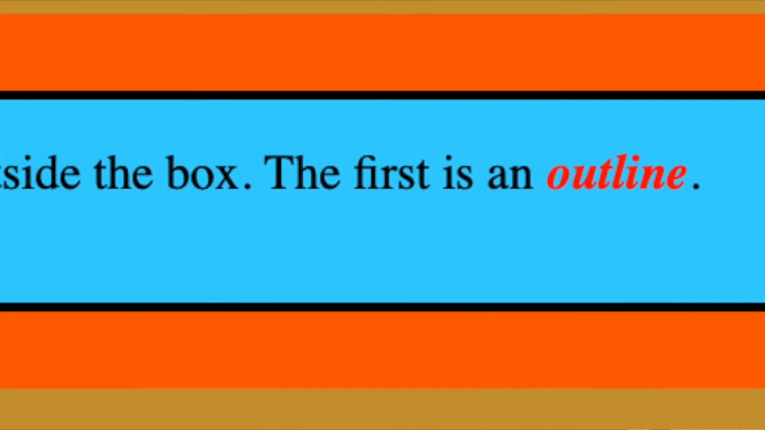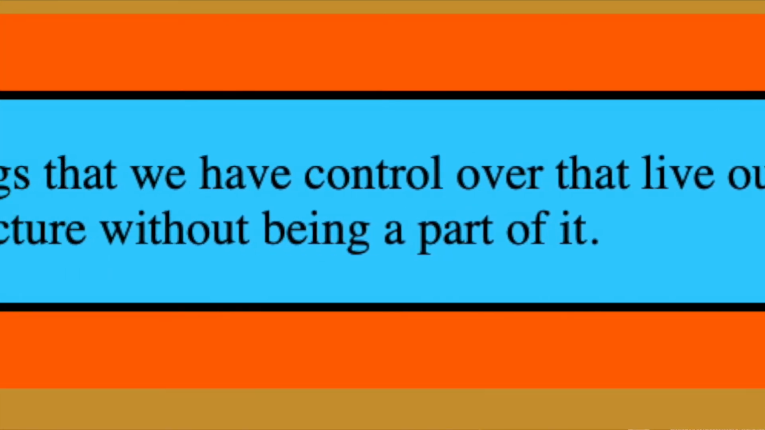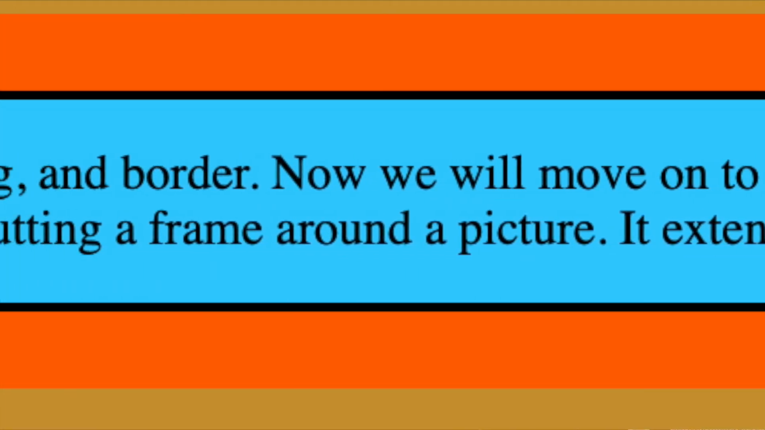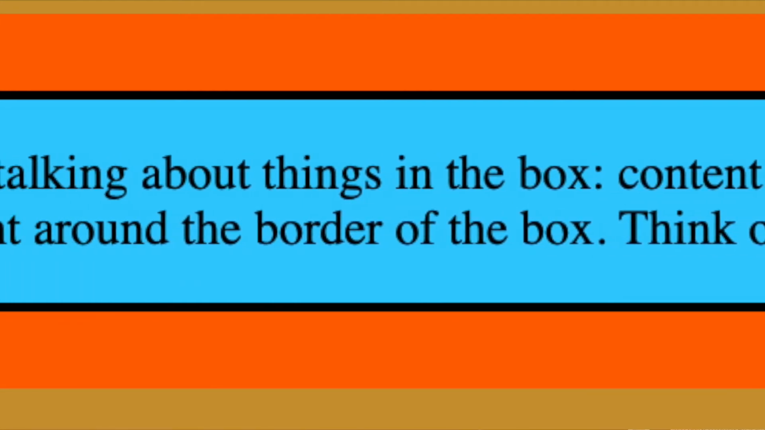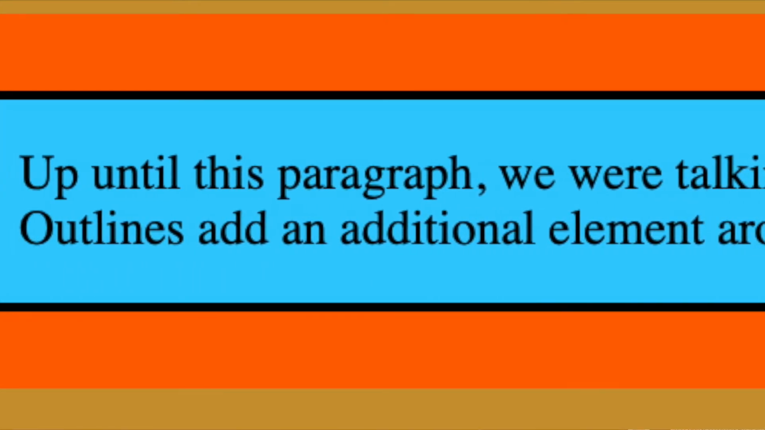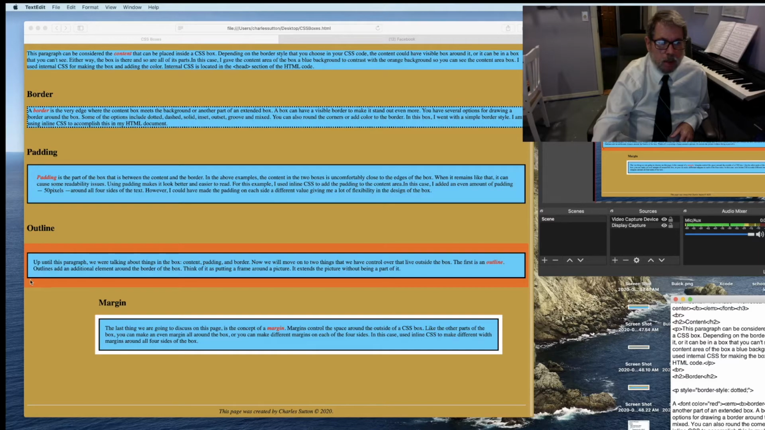So here I have a border all the way around. It should be 15 pixels in each direction. I made it red so that you can see it show up. It is completely outside the border. It's not part of the border. The outline goes around the border like a picture frame, and the padding is inside.